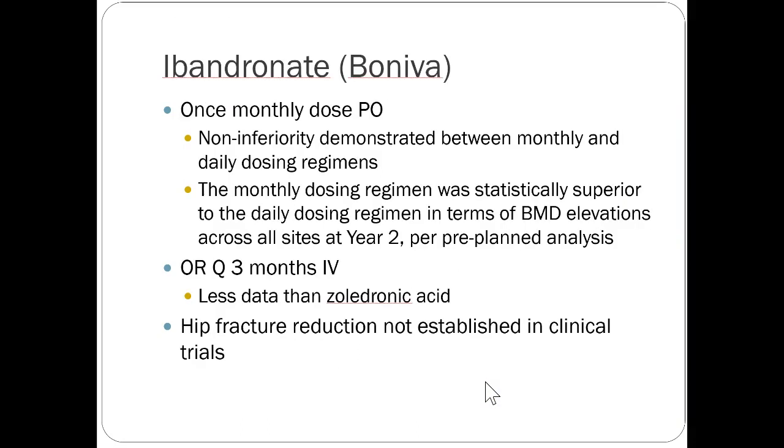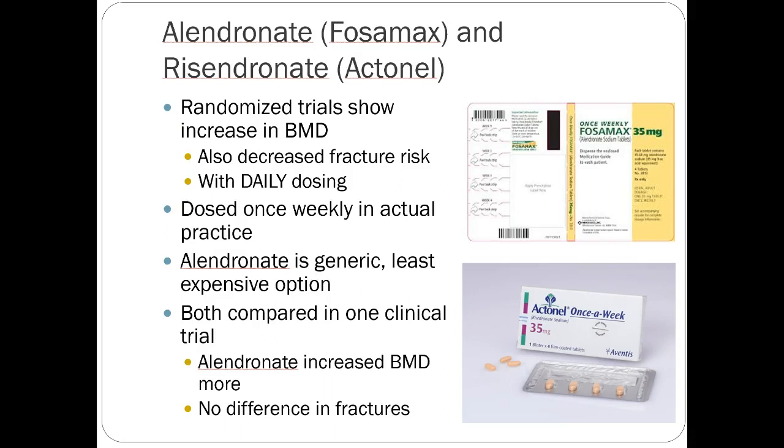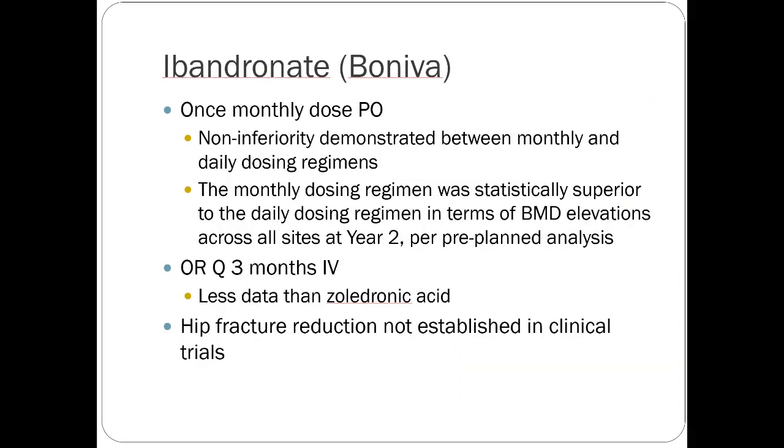Ibandronate is Boniva. It's dosed orally once a month, and it has been shown to be non-inferior between monthly and daily dosing regimens, so they studied it. And again, these drugs last a really long time once you take them, so that's the other question too. Maybe that's where they went back with the clinical trials and asked, well, do we need to give these daily? Let's just try once a week, and they kind of found a happy medium there. Anyway, ibandronate is once monthly.